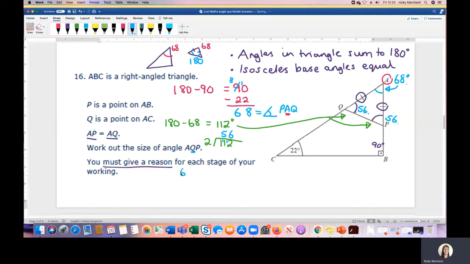So 68 plus the 112. You've just split the 112, haven't you? 112 should add back up to being your, let's carry 10, 180. Be very careful. You put the right number in the right place. And your final answer, therefore, is angle AQP equals 56 degrees. Okay, on to the next one.